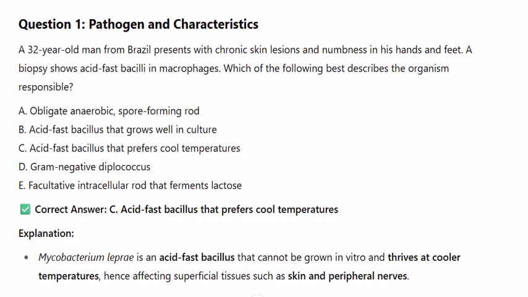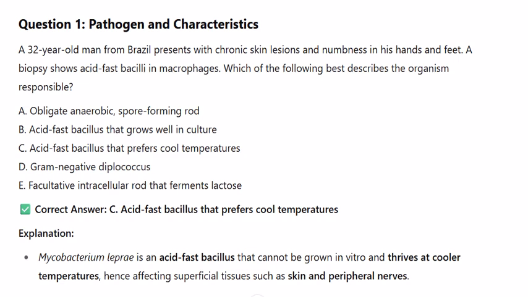A. Obligate anaerobic, spore-forming rod. B. Acid-fast bacillus that grows well in culture. C. Acid-fast bacillus that prefers cool temperatures. D. Gram-negative diplococcus. E. Facultative intracellular rod that ferments lactose. Correct answer: C. Acid-fast bacillus that prefers cool temperatures.